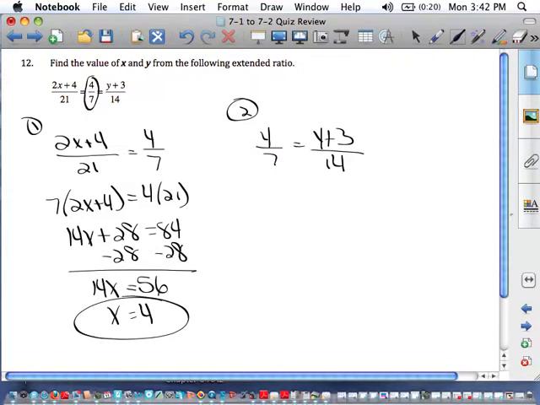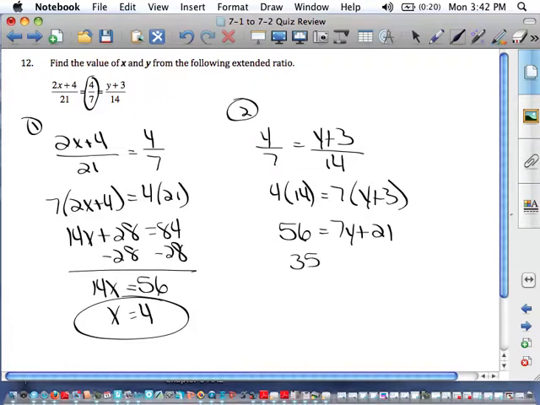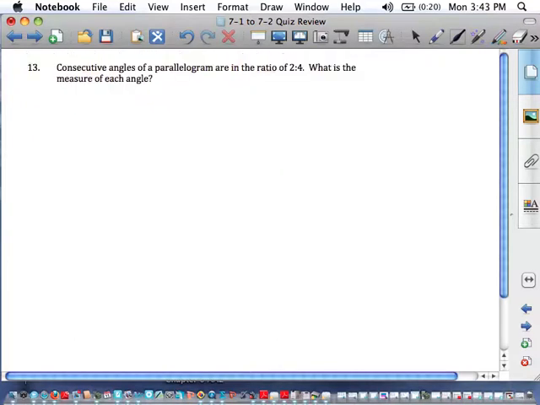Come over to the one for y. Cross multiply, 4 times 14 is equal to 7 times (y plus 3). So you get 56 is equal to 7y plus 21. So 35 is equal to 7y. So y is equal to 5. Okay? They're pretty easy to do. Just remember you have to break them down into two separate proportions.